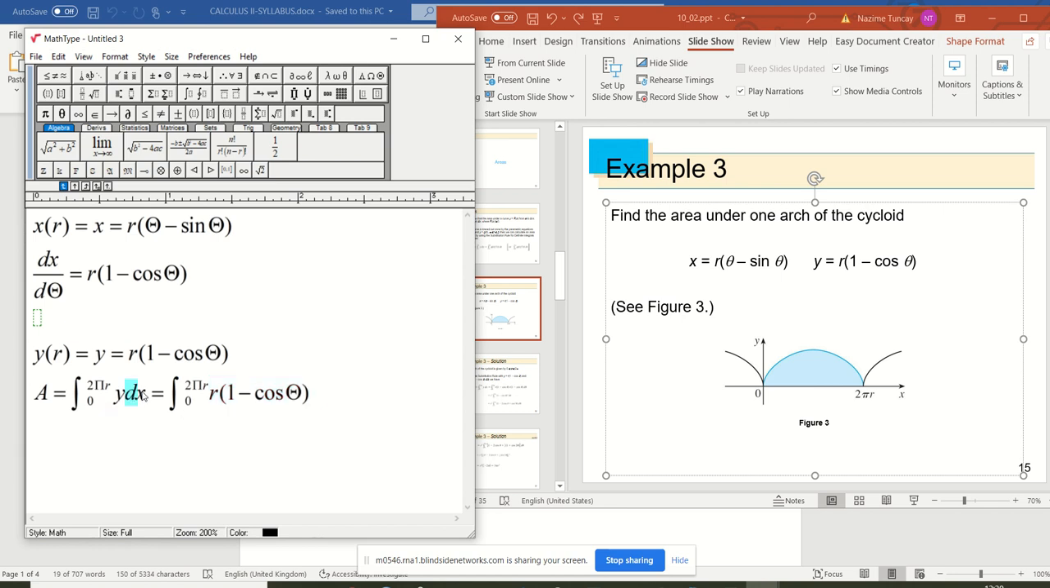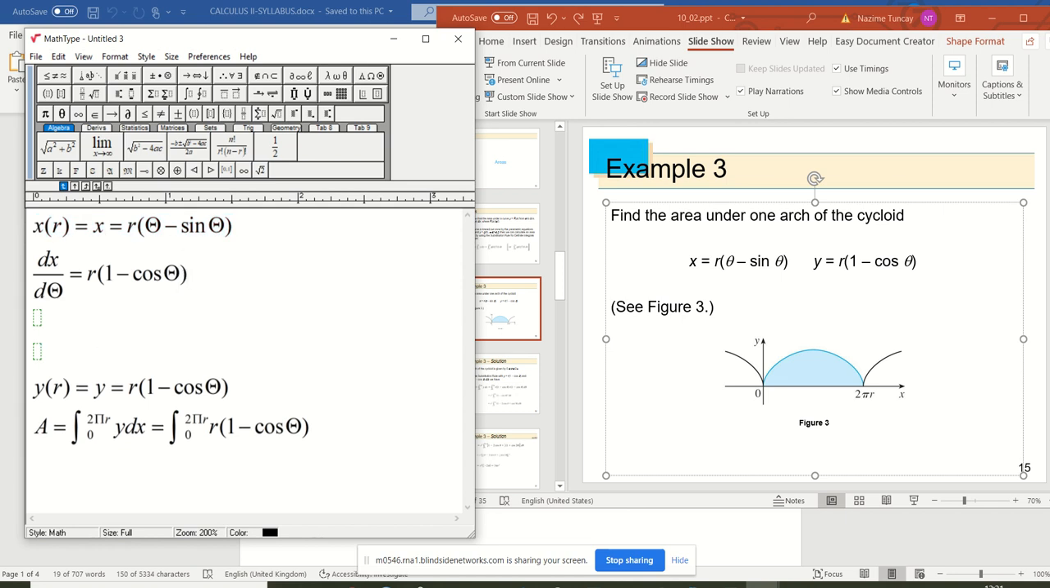Now I need to find dx. I cannot just write dx here. It's not true. I have to find what dx is. In order to find dx, I have another function here, and the function says x is written in terms of r, and you can see that it's r(theta minus sine theta). If I take the derivative of x with respect to theta, I find this one.